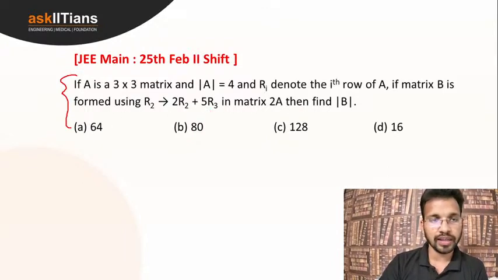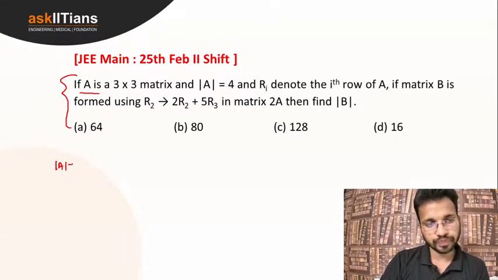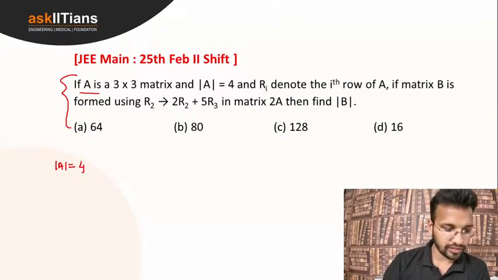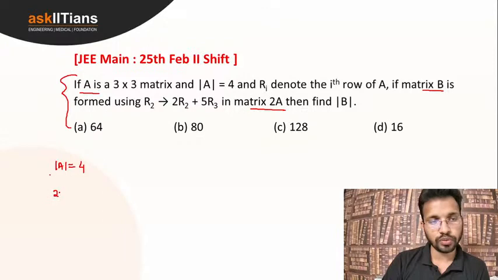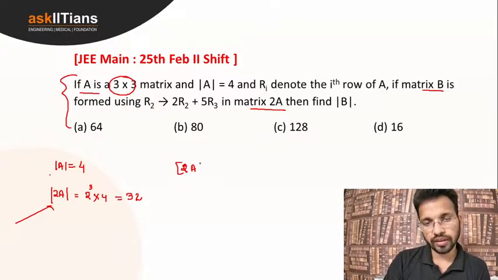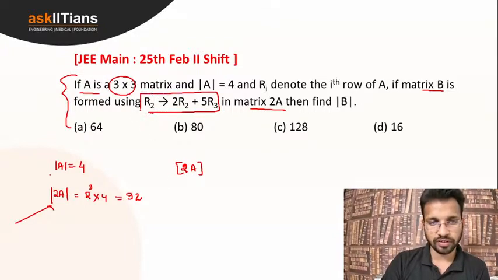So basically, in this case, the determinant of matrix A is given to us, which is 4. Now matrix B is formed from matrix 2A. So first of all, what will be the determinant of 2A? Since the order is 3, we multiply by 2 raised to power 3 into 4, that is 32. Now matrix B is formed from this 2A by applying this transformation.